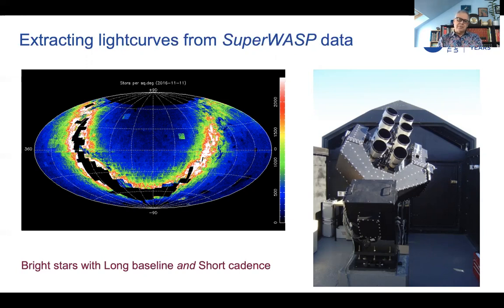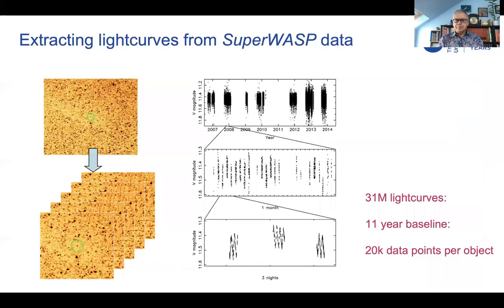So the data that we build up on all these stars is unique in 2 ways. It's first got a long baseline extending over the 11 years, and the data also have a short cadence. So that's many observations per object per night. And this is ideal for studying variable stars, as I'll show you. So first of all, what we do is extract light curves from these SuperWASP data.